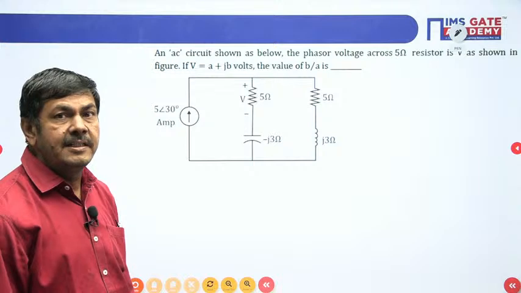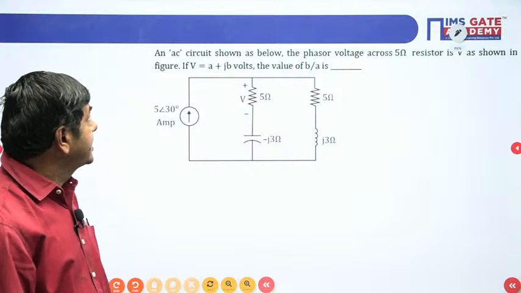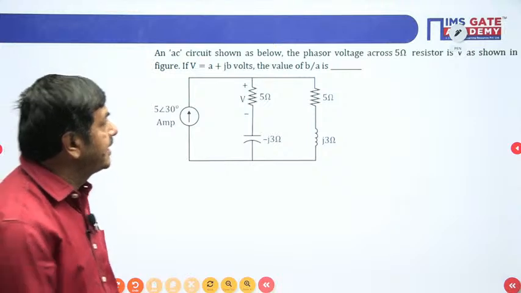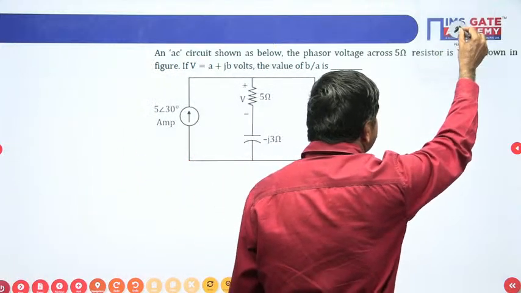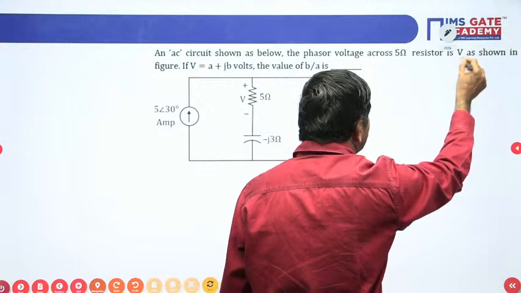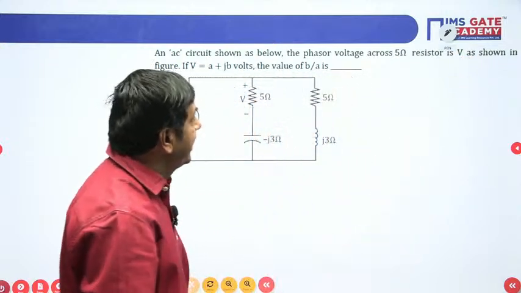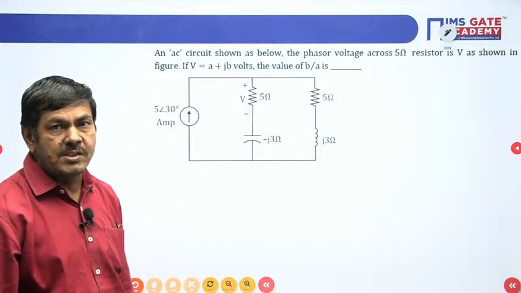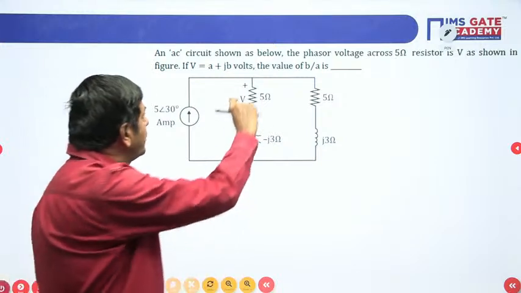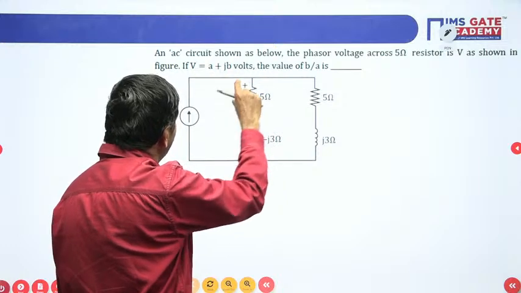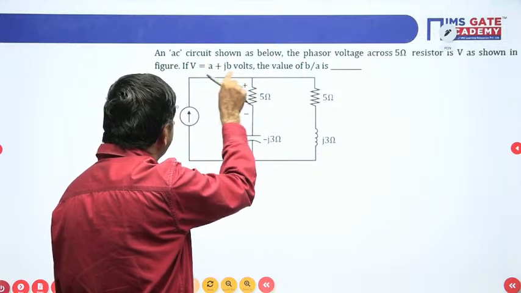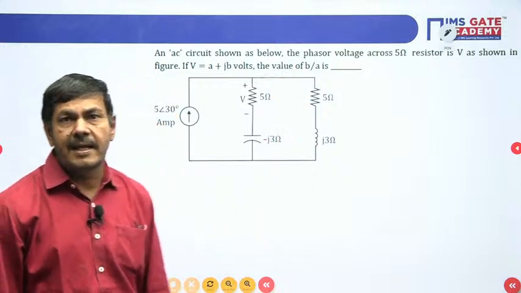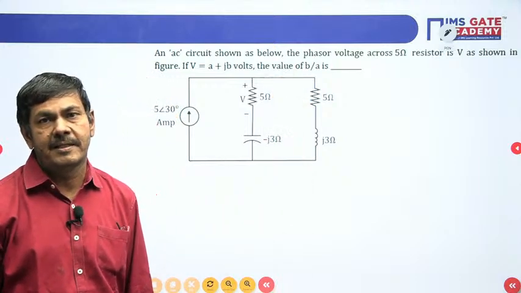What is given in this particular problem? An AC circuit is shown below. The phasor voltage across the 5 ohm resistor is V volts, V as shown in the figure. If V equals A plus JB volts, that means you bring the voltage to this form, A plus JB volts. The value of B by A is asked, so we need to find B by A.